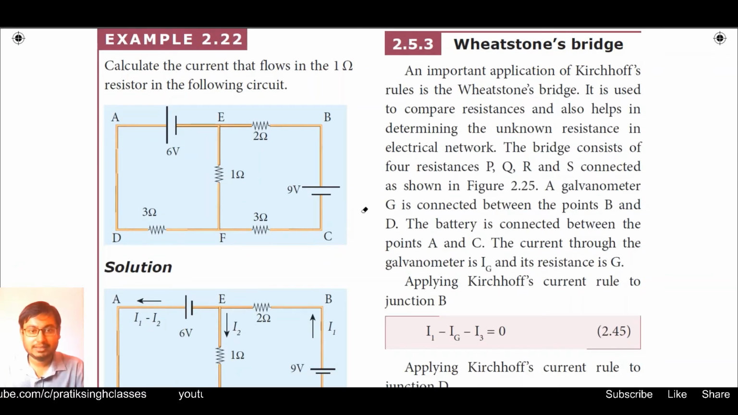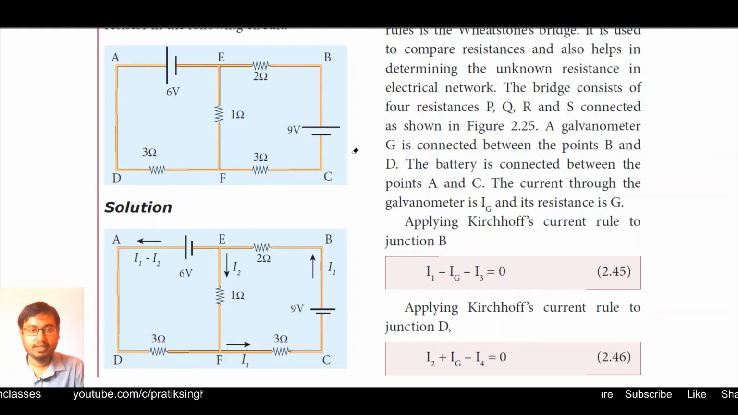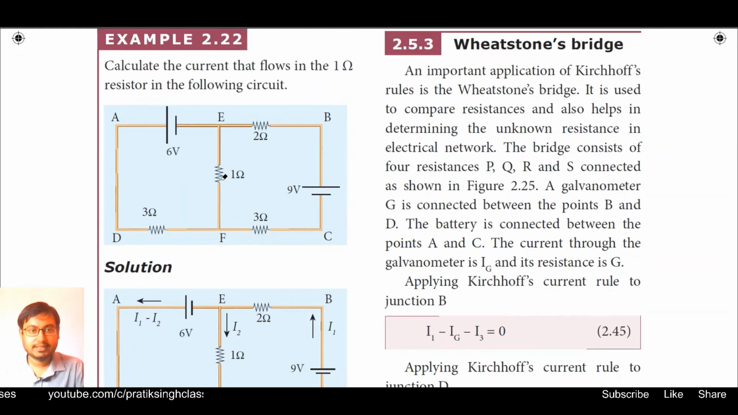Here something special is given. We will study how to take the direction of the loop, how to take the direction of flow of current, and then how to use the positive and negative terminals of the battery. Let us see this example 2.22. Calculate the current that flows in the 1 ampere resistor in the following circuit.